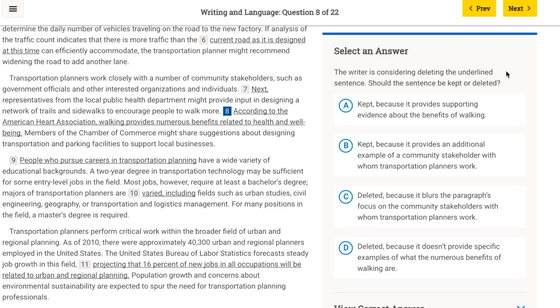So for these, I actually take a different approach. This one is just a keep or delete, right? The writer's considering deleting the underlined sentence. Should the sentence be kept or deleted? This doesn't tell me what the grammar or style rule is. It just asks me, is it appropriate? If not, why should I get rid of it or why should I keep it, right? It doesn't tell us the grammar rule.